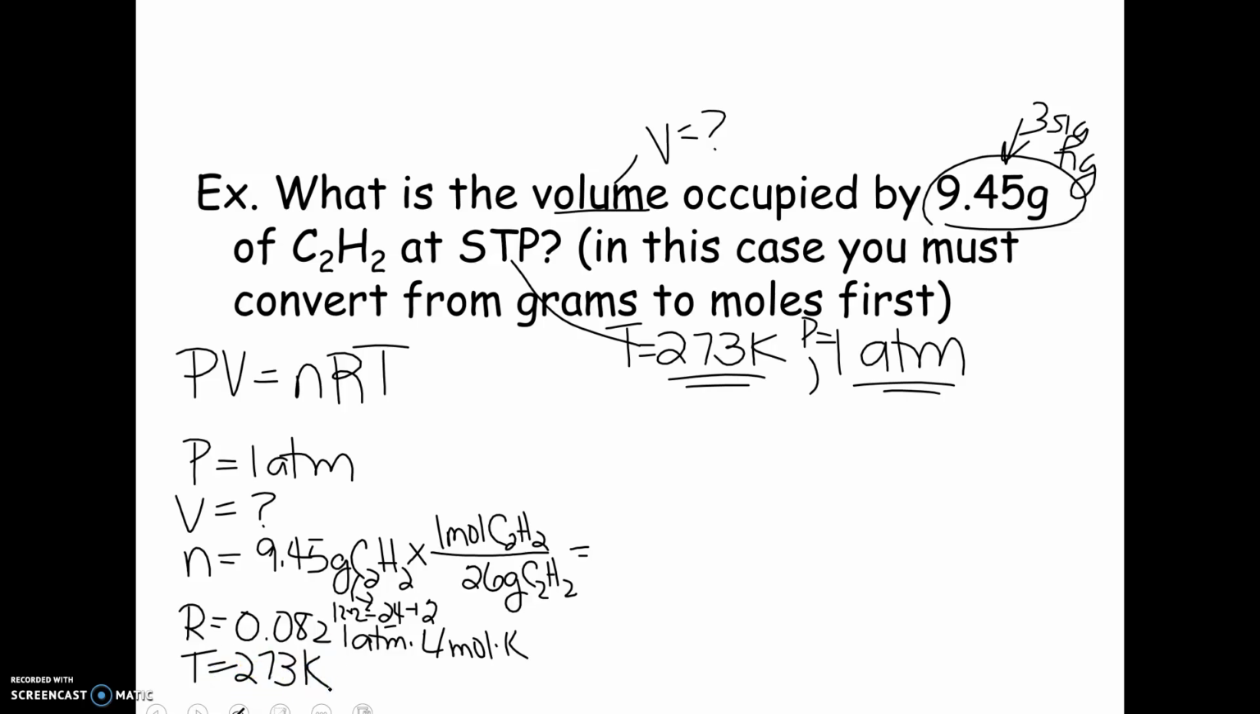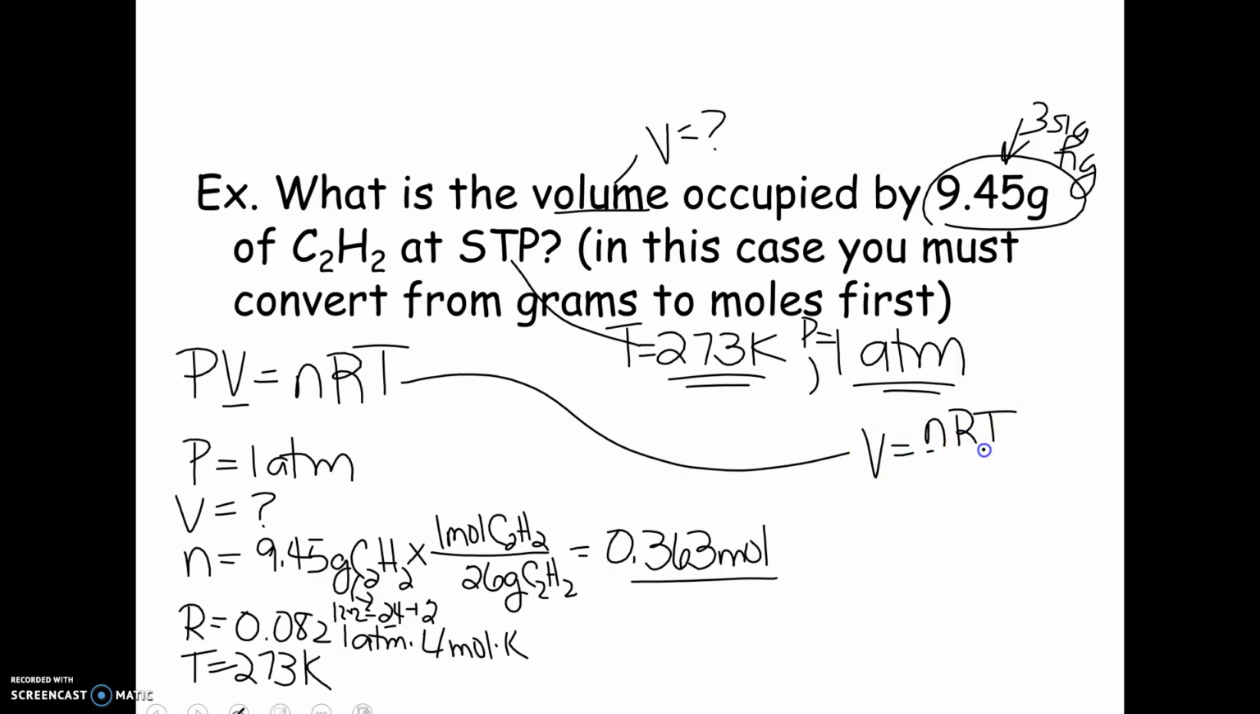All right, so let me grab my calculator. We're going to convert, so 9.45 divided by 26, and I get 0.363 moles. So now we have our N. Okay, so we're solving for volume. If I manipulate my formula, volume is going to be equal to nRT over P, right?